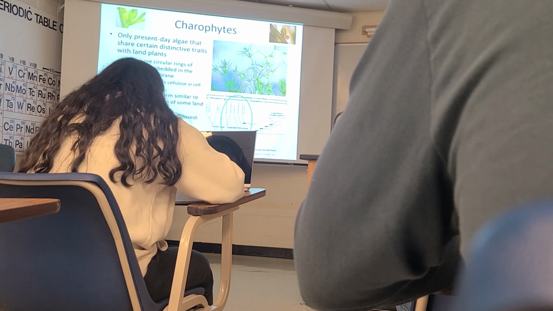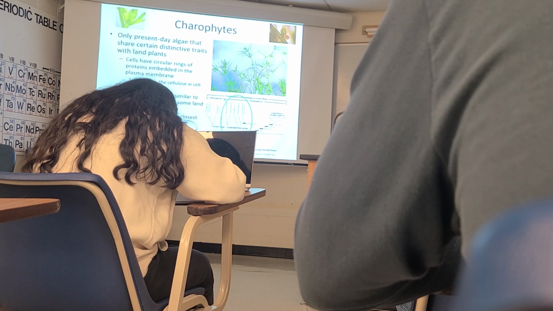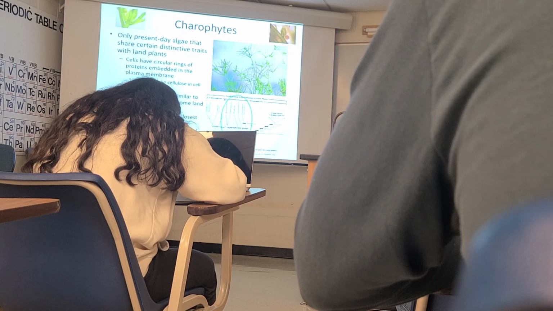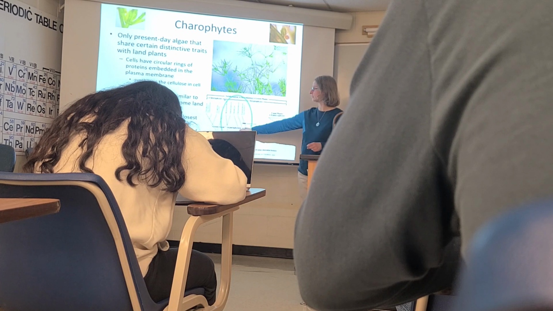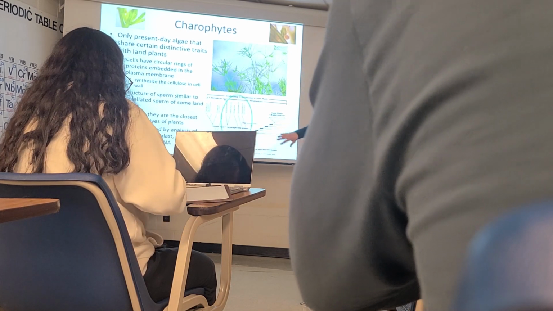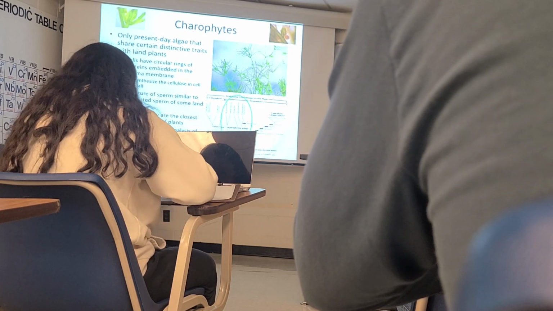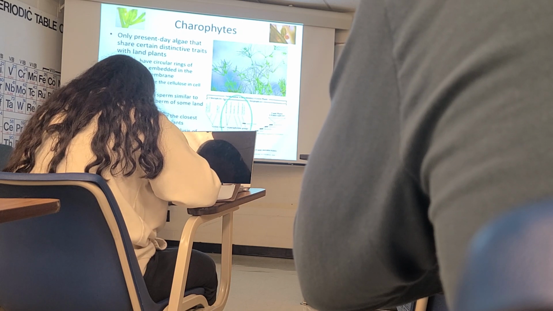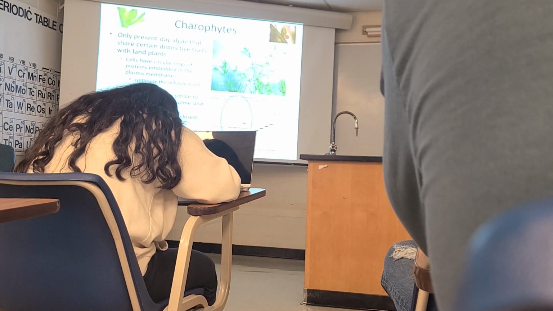Okay? So remember, you can have derived traits that are lost over time in evolutionary history and replaced with new traits later on. But for the ones that still have that flagellated sperm, it does look like the flagellated sperm that we see in these charophytes. So it suggests that these are the closest living relatives of plants, not their ancestor, because these are living modern day lineages, but the closest living relatives of the plants.